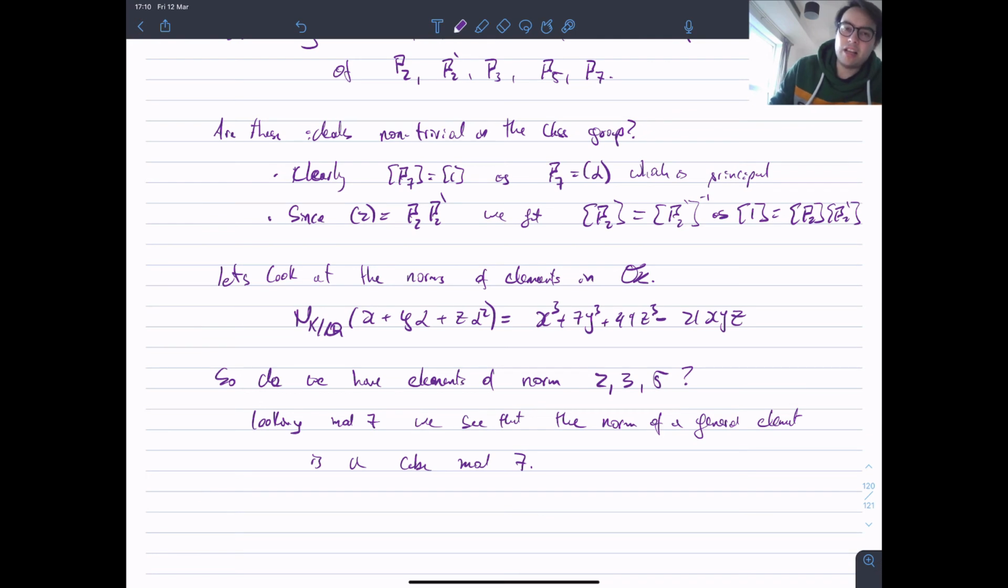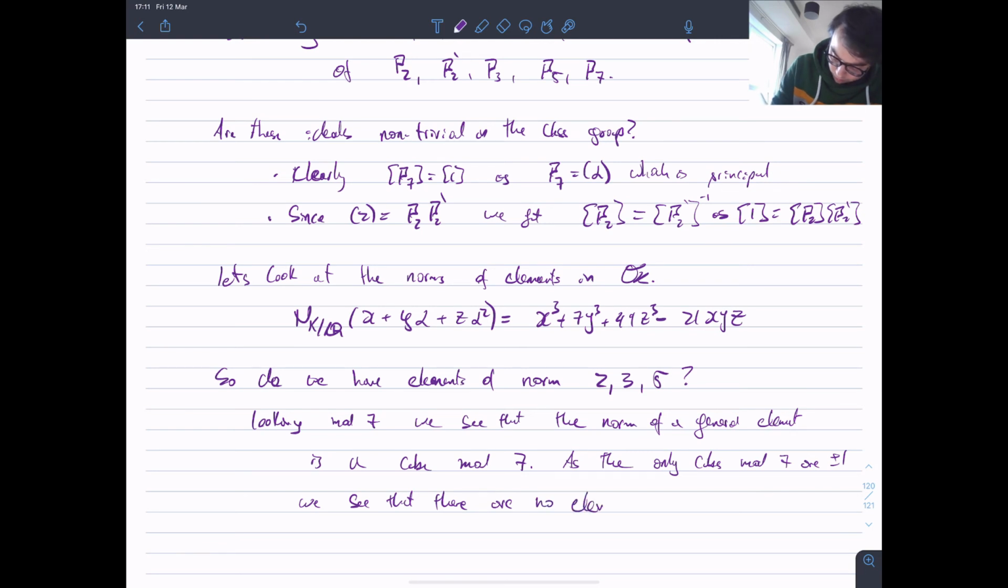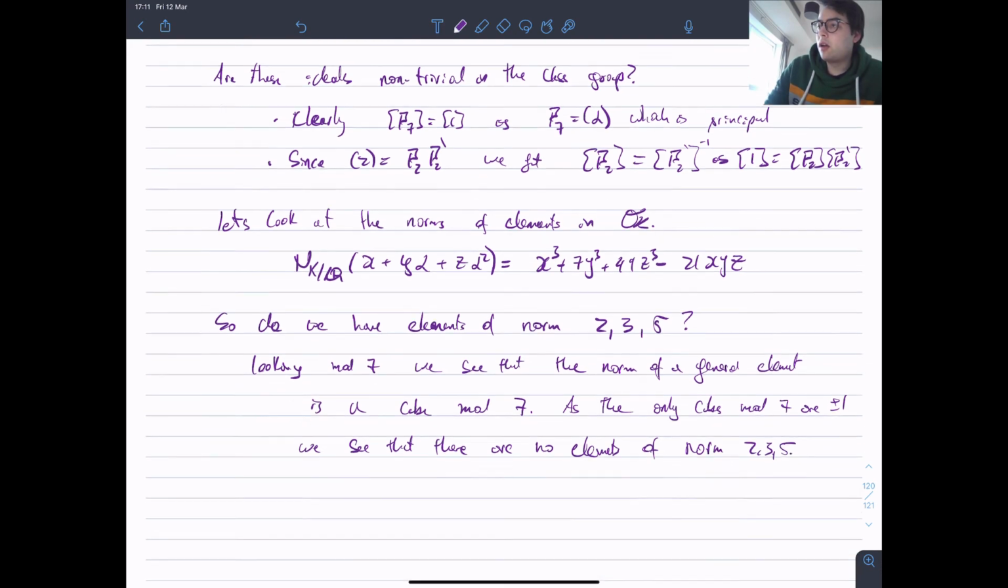And is 2, 3, or 5 a cube mod 7? No. So the only cubes mod 7 are plus or minus 1. See that there are no elements of norm 2, 3, and 5. Great.